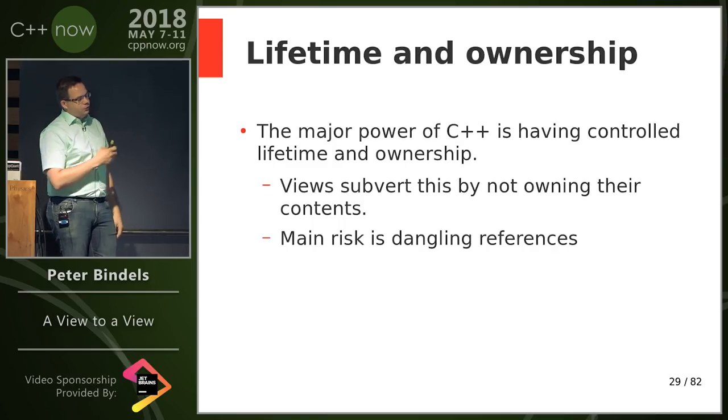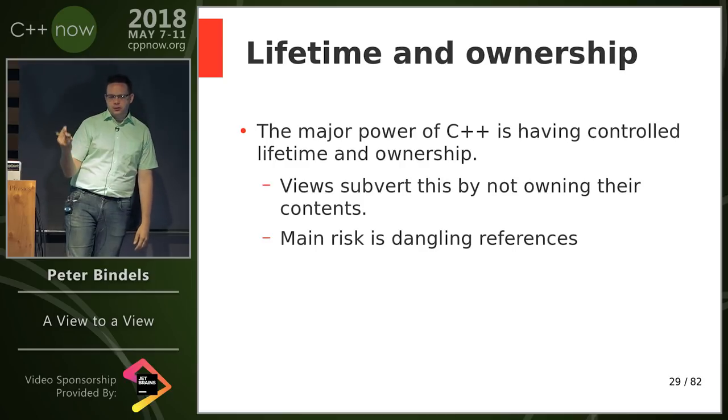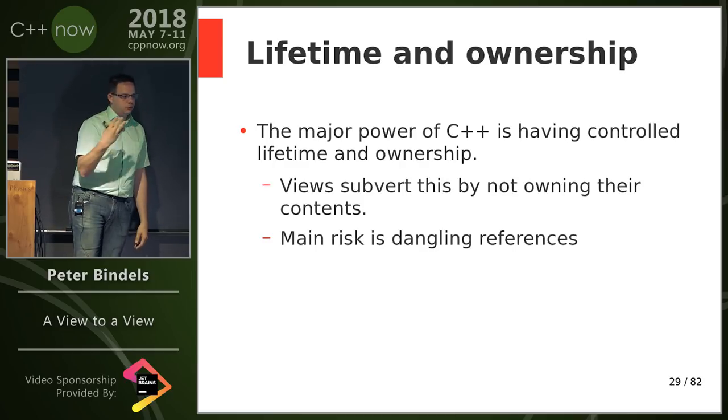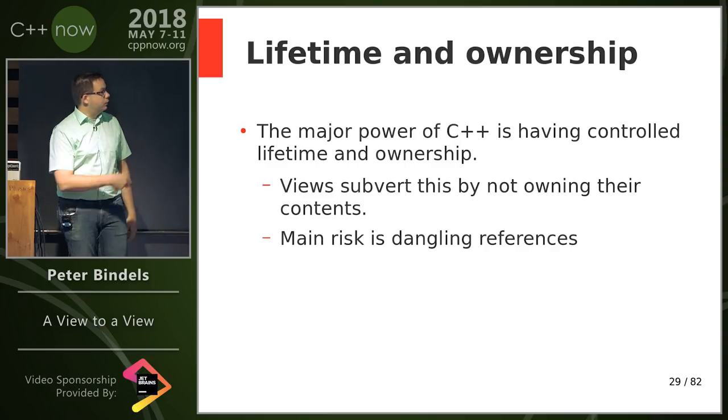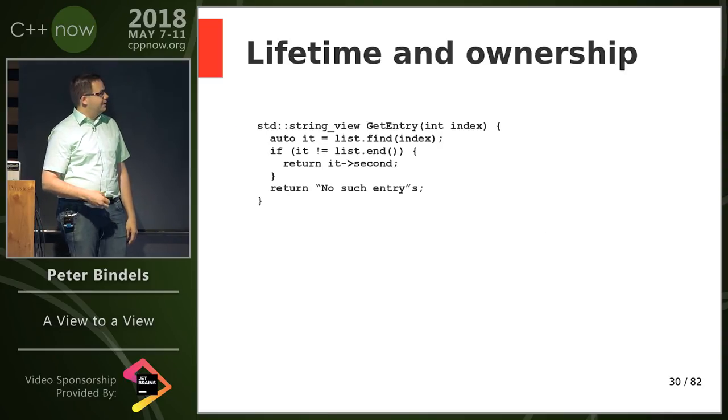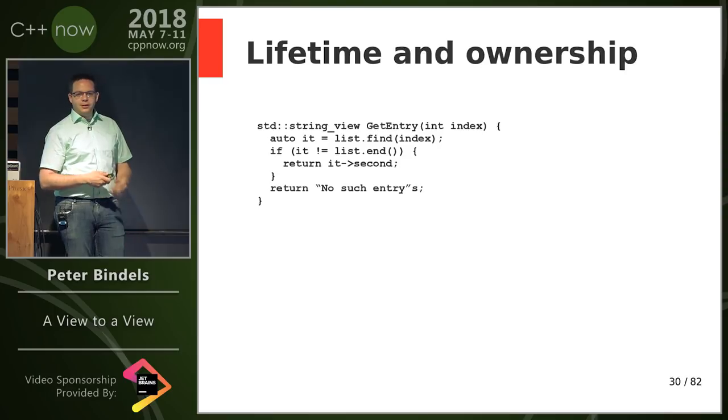And views don't do this, because if I have a string view, it doesn't own its underlying context. It doesn't control the lifetime. So it's really easy to make a bug. And the biggest one is having a dangling reference. So I have an accidental dangling reference. Does anybody spot the error?